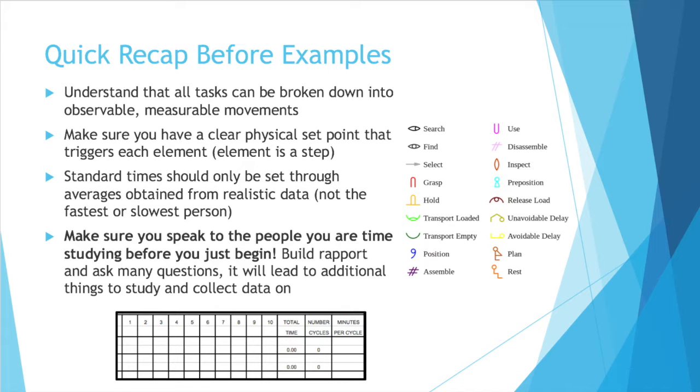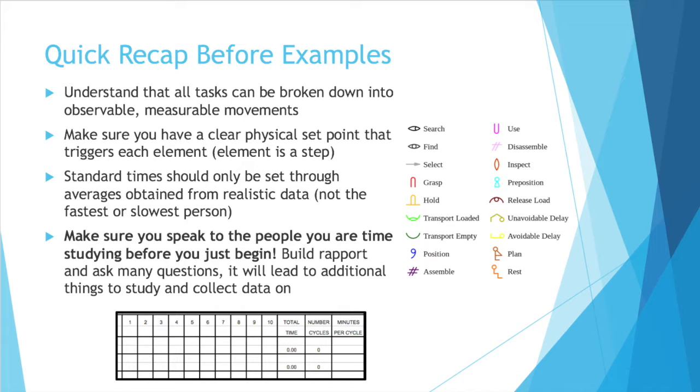It's also important to have a clear physical set point that triggers each element. An element is a step in your time study. You want the trigger to be something obvious, like hand touching bolt, hand touching lever. Machine light comes on. Things that no one can argue about.